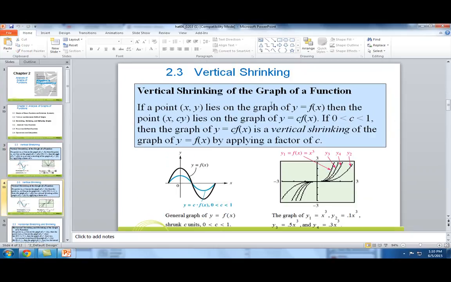If we take a look at vertical shrinking, the vertical shrink is in the form y is equal to c times f of x, but notice that in this particular instance c is greater than 0 but less than 1. So here they're using the cubing function x cubed. So notice for y sub 2 they multiply x cubed by 0.1, and notice that 0.1 is in the interval from 0 to 1. For y sub 3 they multiply by 0.5, and for y sub 4 they multiply by 0.3. Each one will result in a vertical shrink of the graph x cubed.